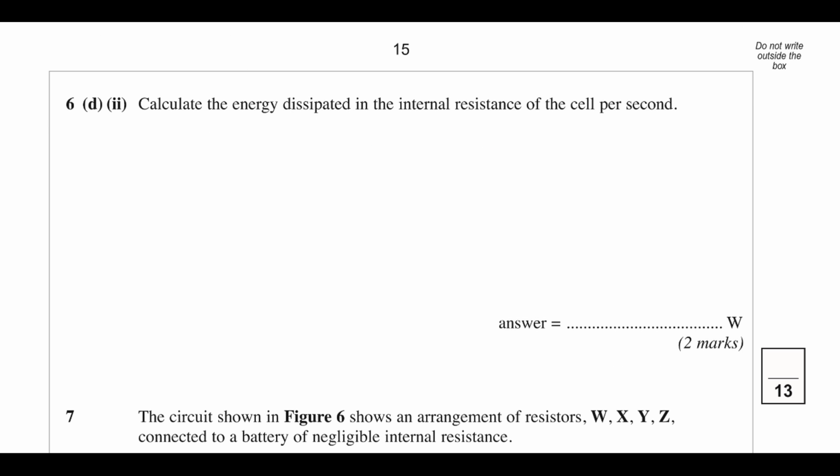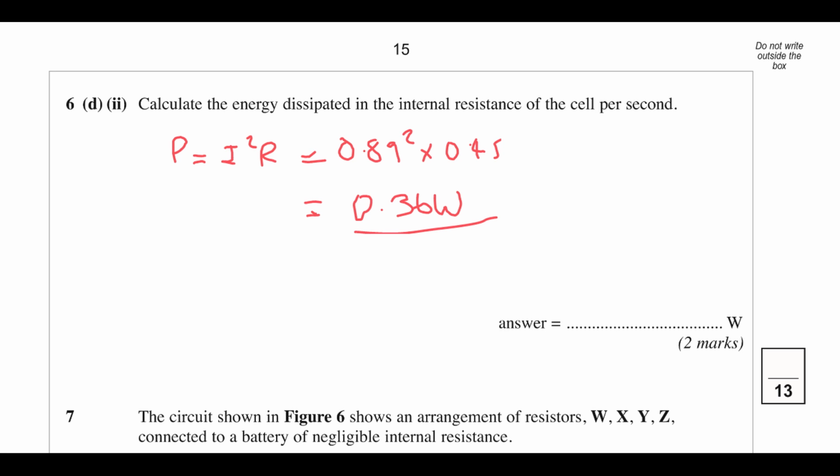The final part of the question is calculate the energy dissipated in the internal resistance. So we're going to be using P equals I squared R. So you've got the value of current. We calculated the value of the internal resistance. So put those together, it's going to give us 0.36 watts.